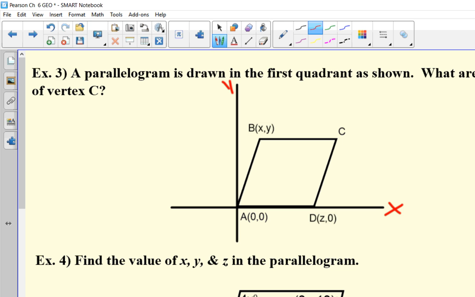So once again, we're going to take all those theorems that we had about parallelograms and try to apply them to this particular problem, all right? What we have to really do is find the coordinates for C, okay? And they tell me that it's a parallelogram. So first off, opposite sides are going to be parallel to each other. That's kind of helpful, but they're also congruent to each other. So let's show that, all right?